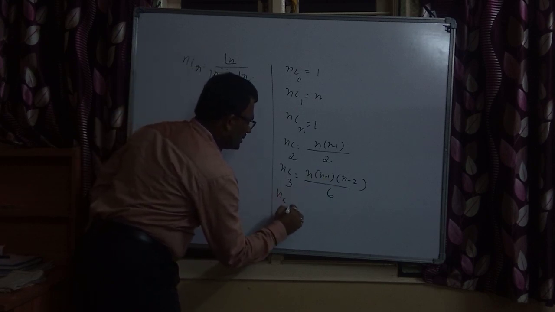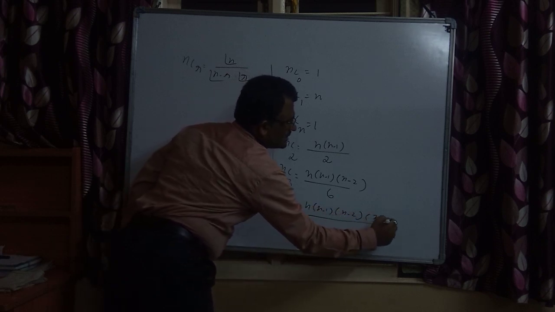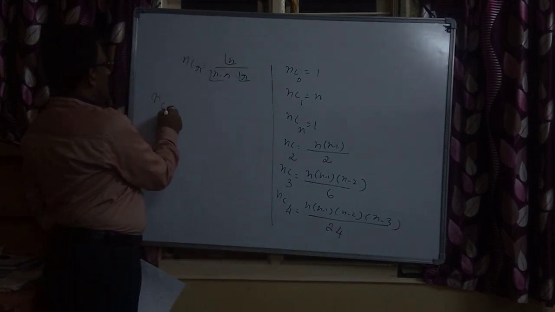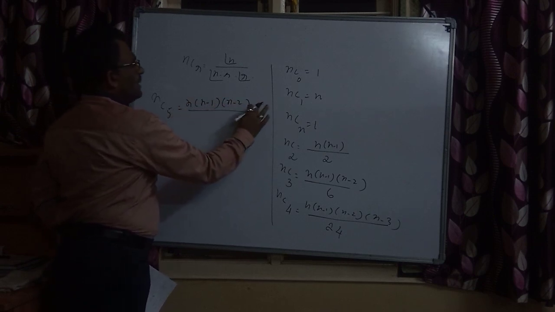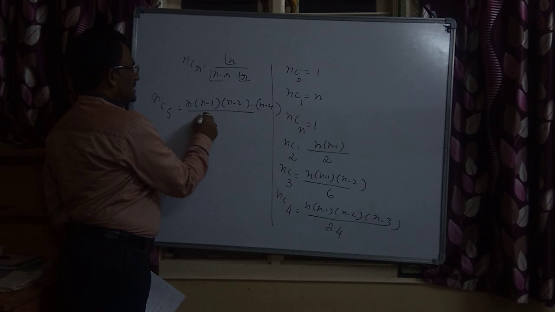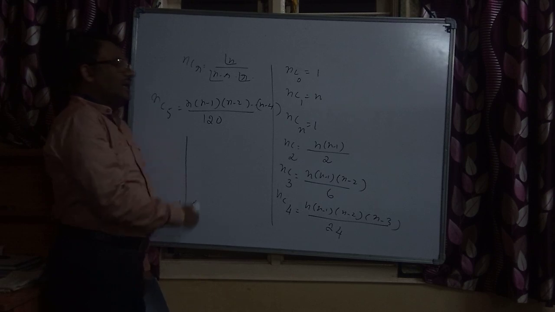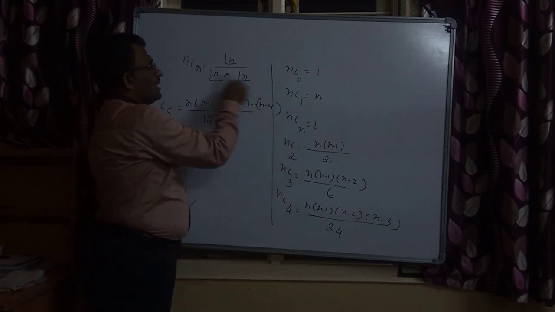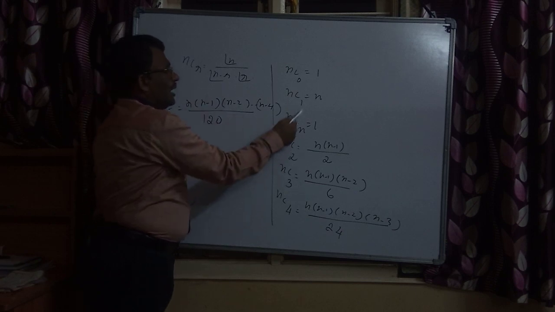Now NC4 is equal to n into n minus 1, n minus 2, n minus 3 divided by 24. At the same time, NC5 is going to be n into n minus 1, n minus 2, n minus 3 and n minus 4, divided by 5 factorial, that is 120. And you can develop these identities for any particular value of r. Here r is varying. r may be 0, 1, 2, 3, 4, 5, and even r may be equal to n.